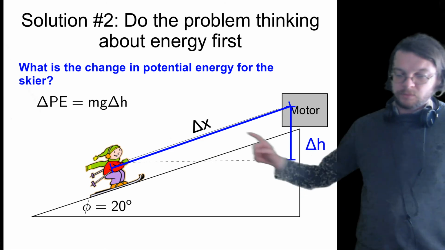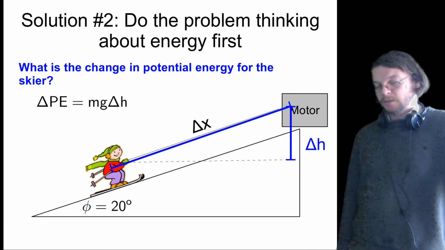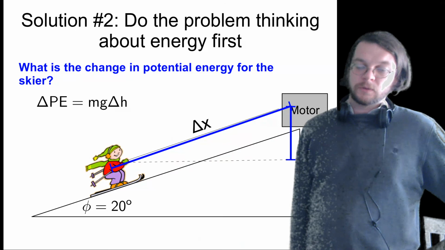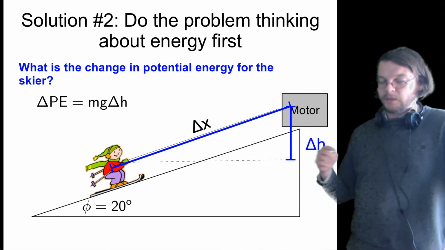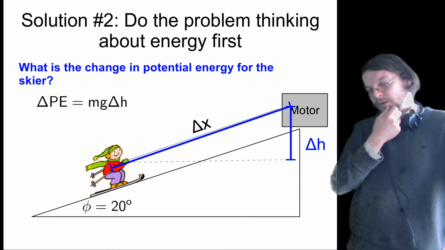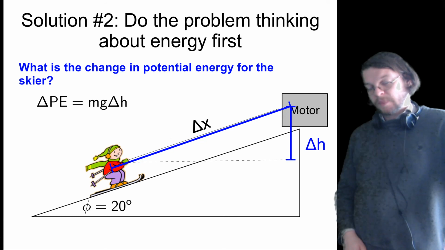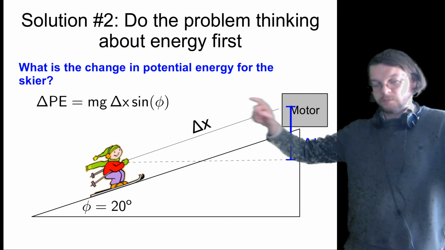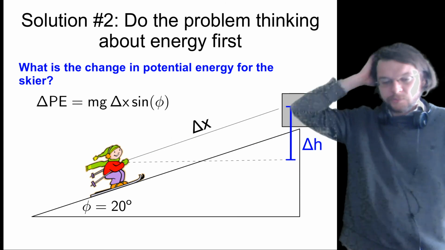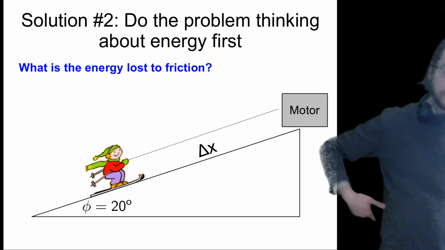So if this is the delta h, well then the delta x, the distance traveled up the ramp, is like this. Sorry, that's a little bit misaligned there. I could have fixed that. And so delta x relates to delta h by, so it's opposite over hypotenuse, which would be sine. So it's going to look something like this. Delta x sine of phi is going to be our change in potential energy. Okay, so that's our change in potential energy.